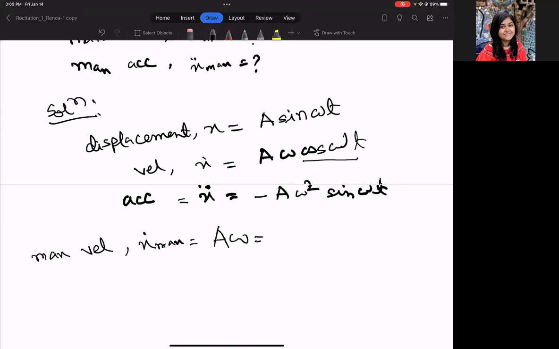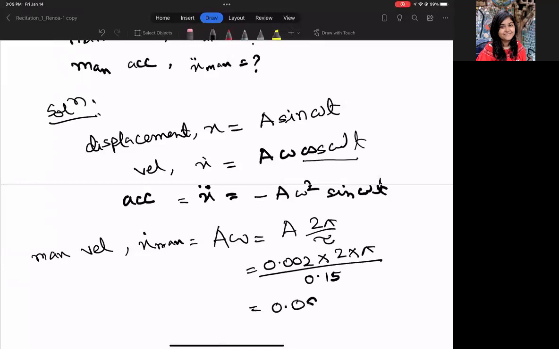So the value of maximum velocity x naught max will be equal to a omega. Now we know omega can be written as 2 pi by period. Let's put the values. It would be 0.002 into 2 pi by tau, which is 0.15, and the result would be 0.0838 meter per second.